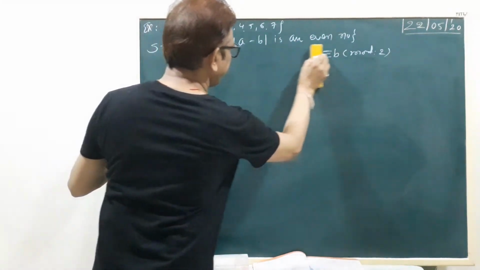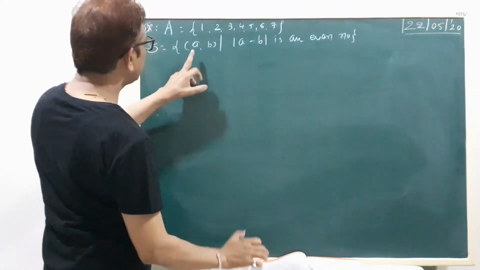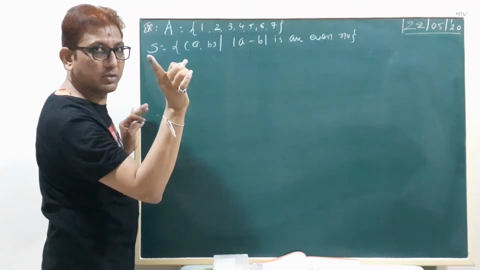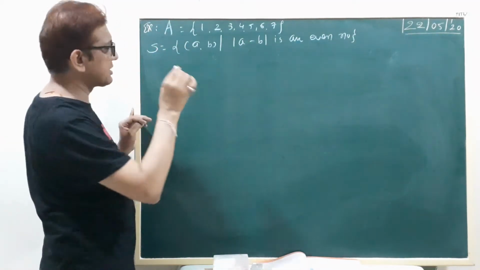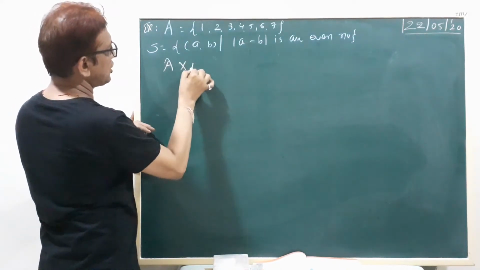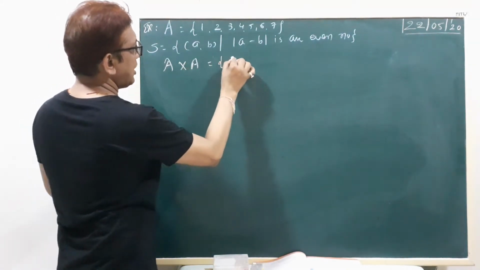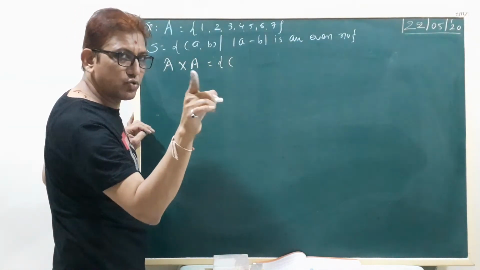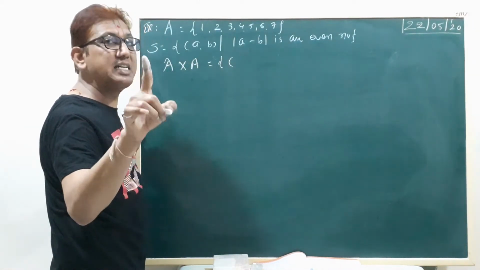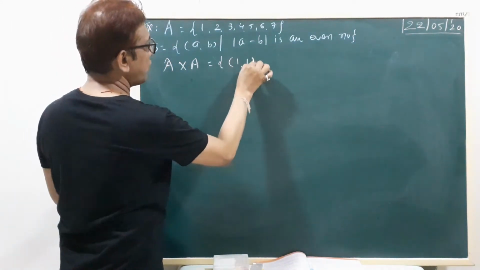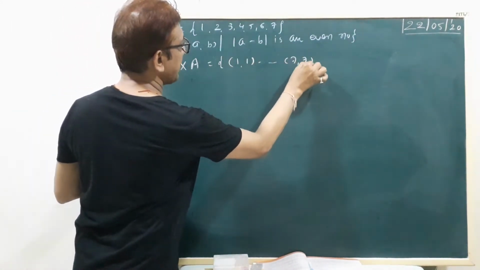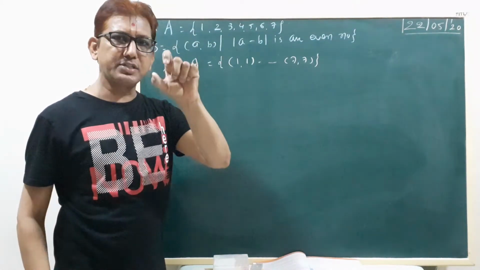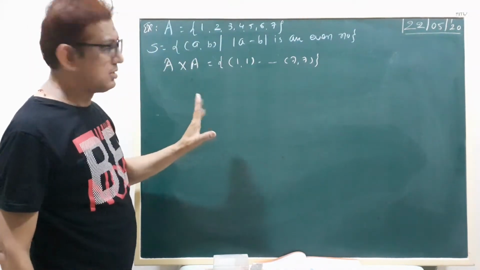Now erase this. Now we write the set. First we write the universal set, A cross A. Here there are 7 elements in A, so A cross A has total 49 brackets, starting from (1,1) up to (7,7). A cross A is the universal set.